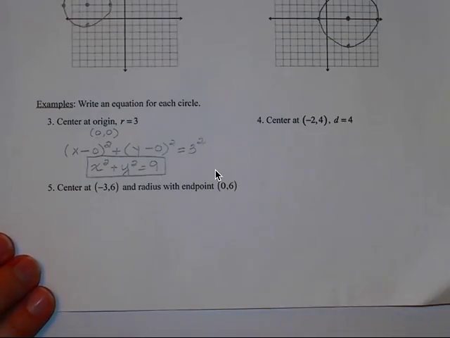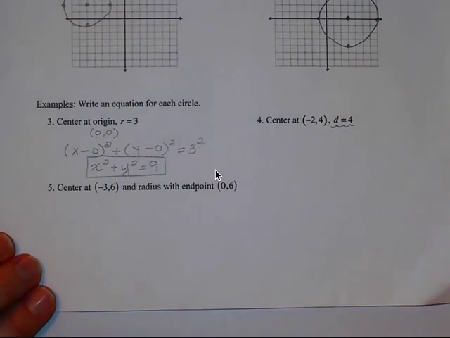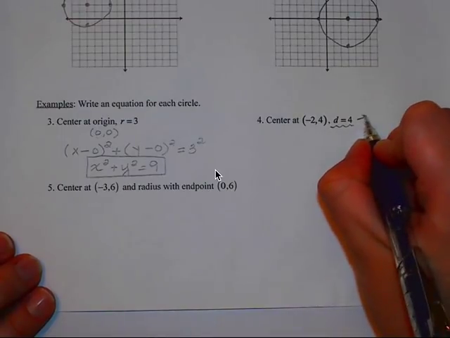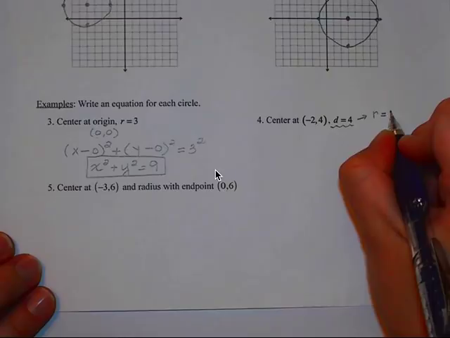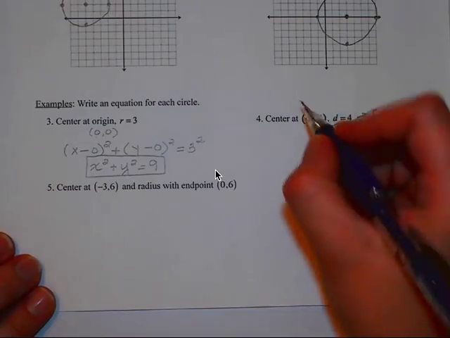Number 4 is similar, but notice that instead of giving us the radius, we're given the diameter. Of course, we all know that the diameter is twice the length of the radius. So if the diameter is 4, the radius is half of that, or 2 units. Again, we can plug our center into our formula.